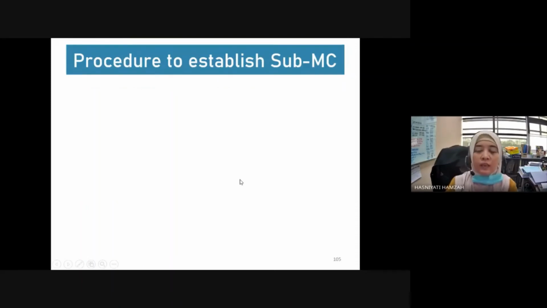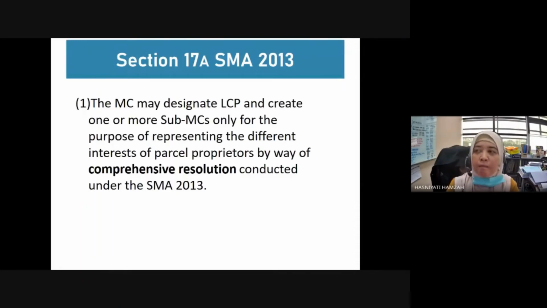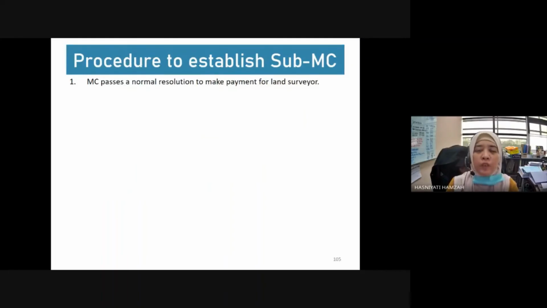Okay, now, the purpose of creating sub-MC is to facilitate the management and maintenance, bukan nak menyusahkan lagi. Okay. Now, procedure to establish sub-MC. Now, the procedure has 10 steps. Okay, the first one, MC passes a normal resolution to make payment for land surveyor. Because ini bukan comprehensive resolution lagi. We start off with a normal resolution to appoint and also to make payment for land surveyor.